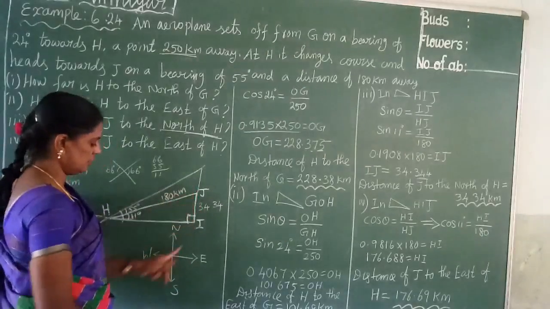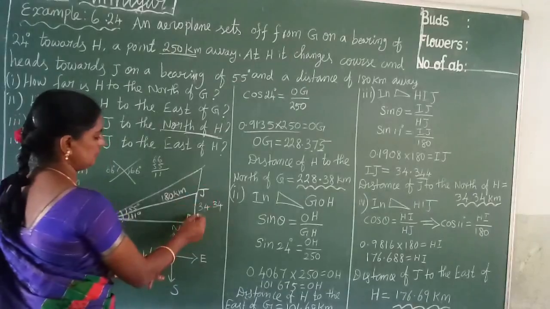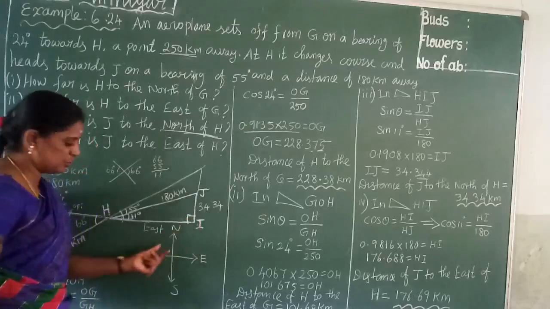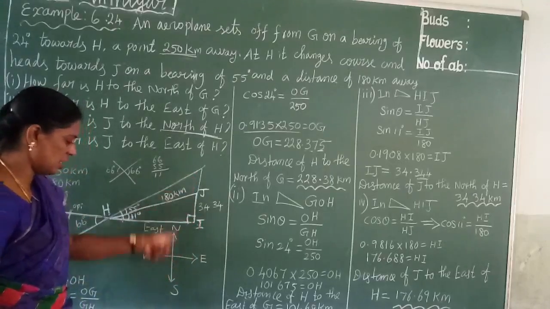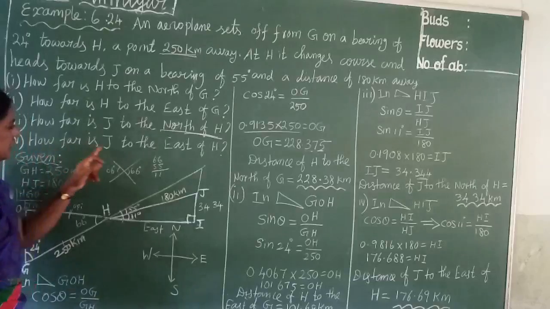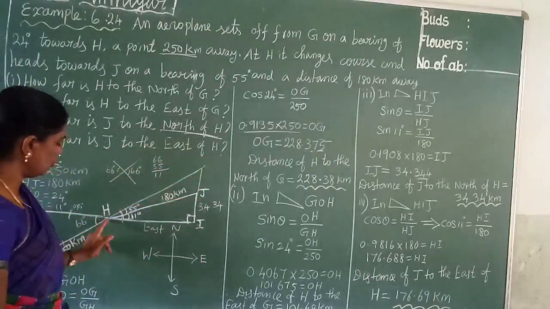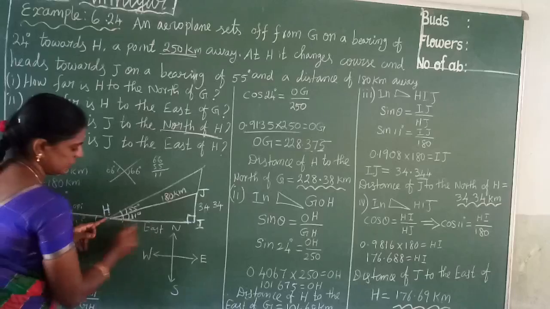That is the north of H. From H to north, I to J. That is the north. Clear? That is the east. So don't make confusion. Here to here means east. Here to here means north. Clear? Fourth option. How far is J to the east of H? So east of H means you want to find HI. That is east of H. HI you want to find.